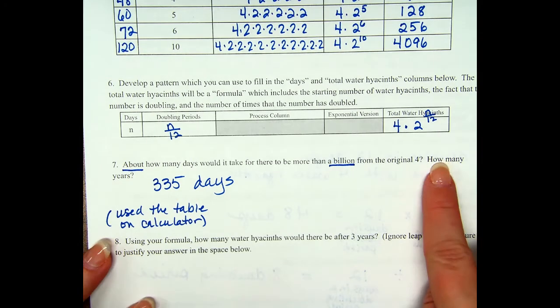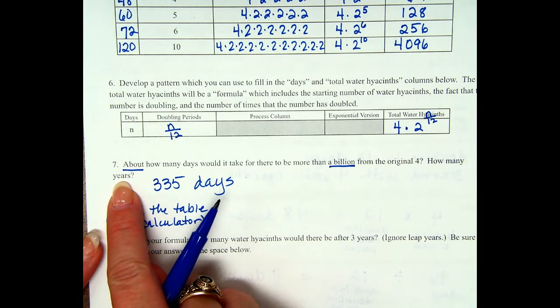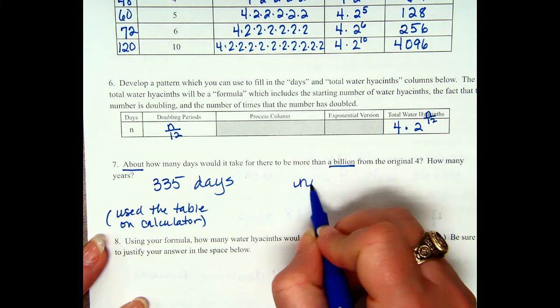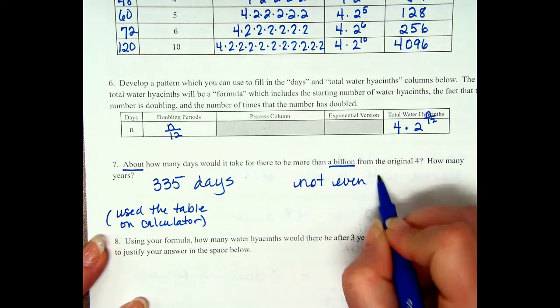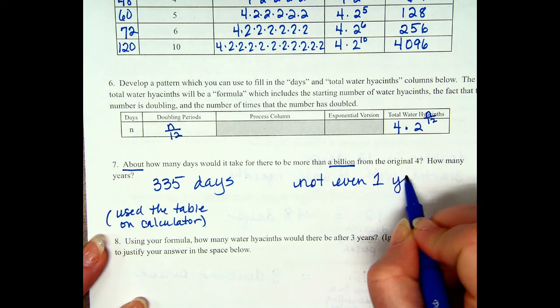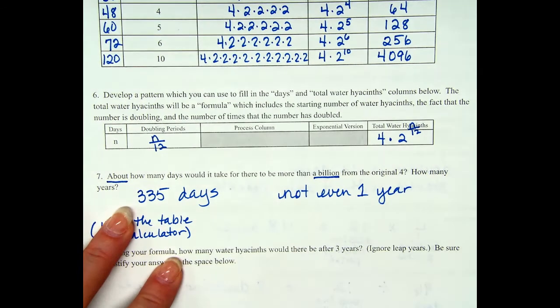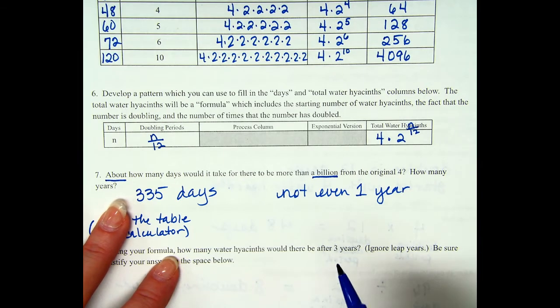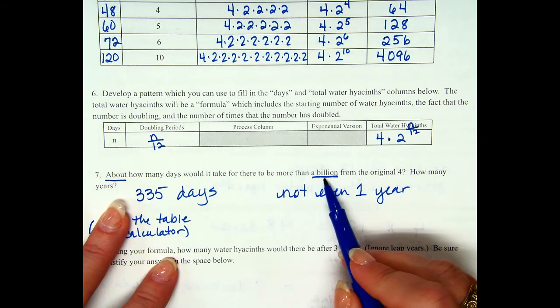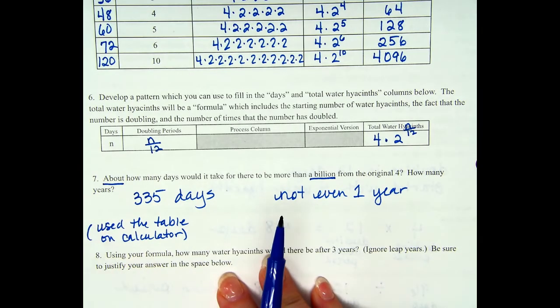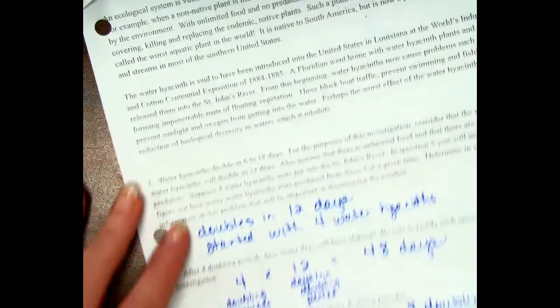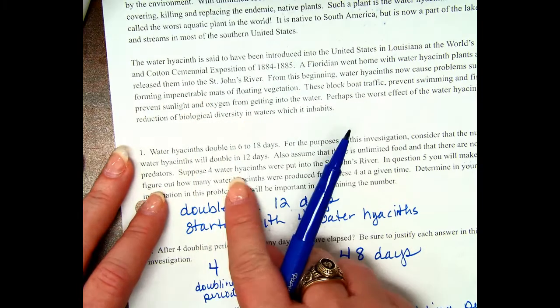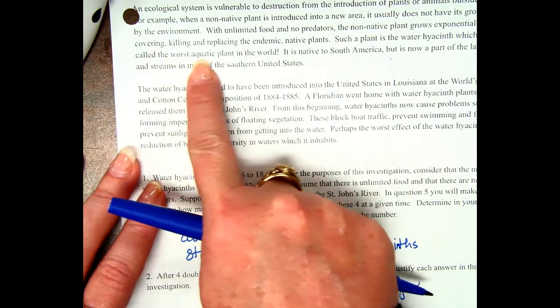Okay? How many years is that? So not even a year. So after not even 1 year, 4 water hyacinth plants turned into... After starting with 4, after not even a year, I have more than 1 billion water hyacinth plants. Do you understand why it's considered the worst aquatic plant in the world?